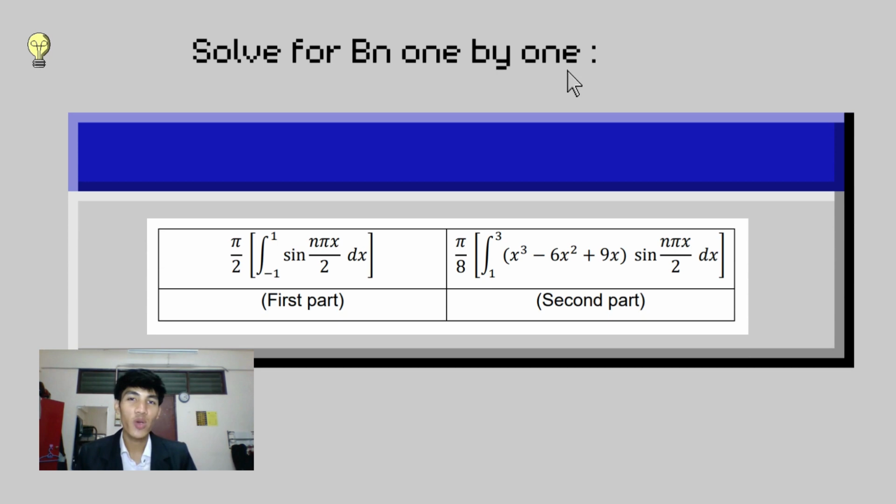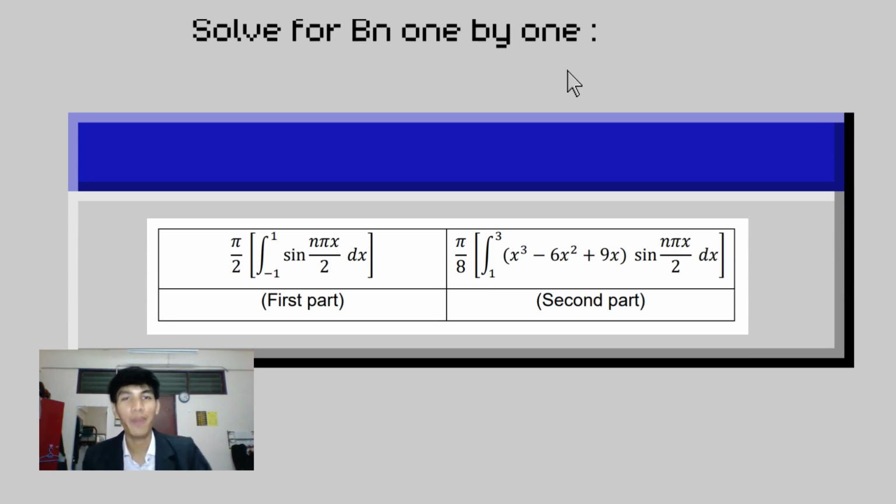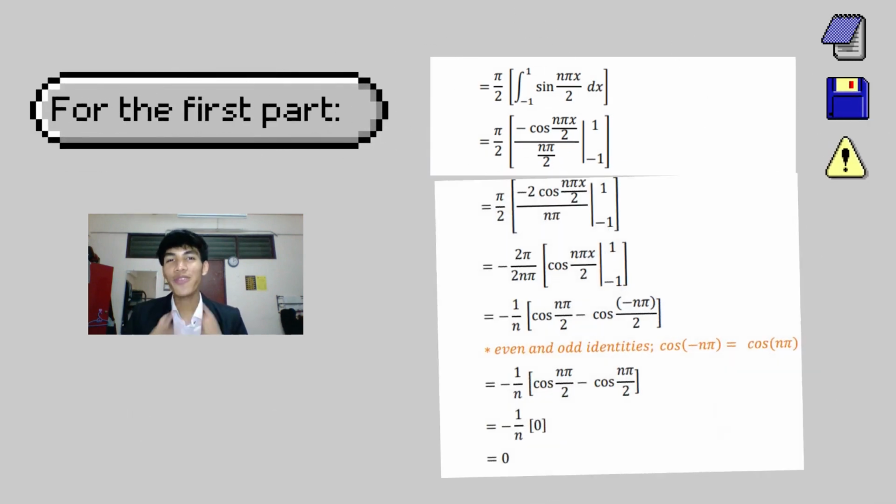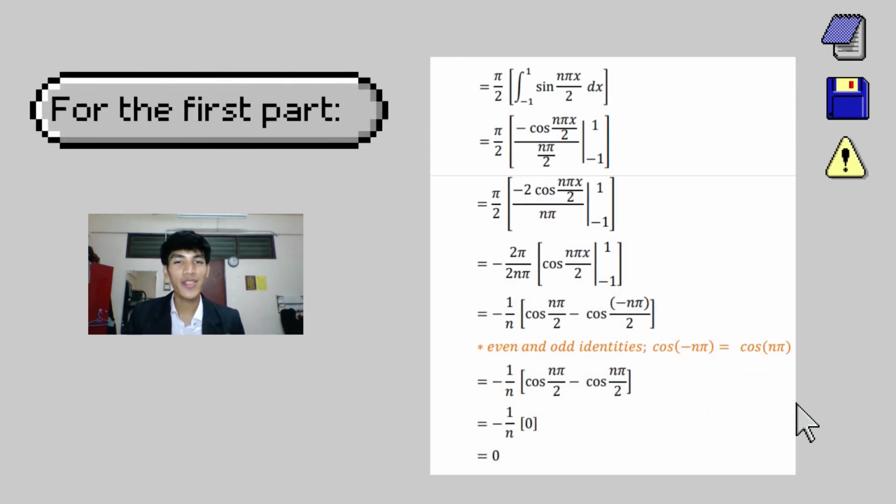The first part is going to be our first function, whereas the second function is going to be the second part. Now, for the first part, we first took out our constant pi over 2 from the equation to make the integration easier. Then, we integrate sine n pi x over 2 and we get negative 2 cos n pi x over 2, over n pi.